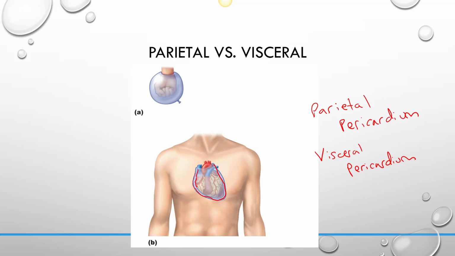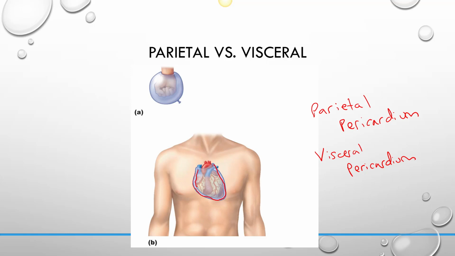In between these two layers is fluid. It's pericardial fluid, and that fluid helps prevent friction as this organ is moving inside of the pericardial cavity. So we have a membrane that protects the cavity wall, we have a membrane that protects the organ's outside, and then we have fluid in between the two membranes to prevent friction. And this happens around all of the organs in the body.